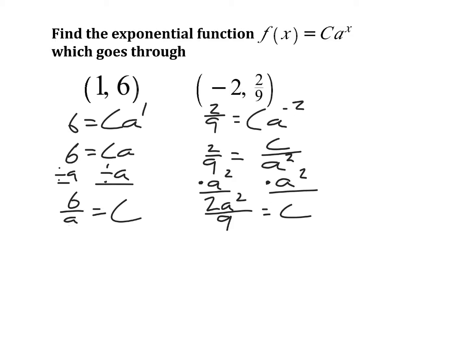So we now have 2 equations that are set equal to c. Well, if they both equal c, they must equal each other. So I now set those 2 equal to each other. So it goes 6 over a equals 2a squared over 9. Now solve that equation.